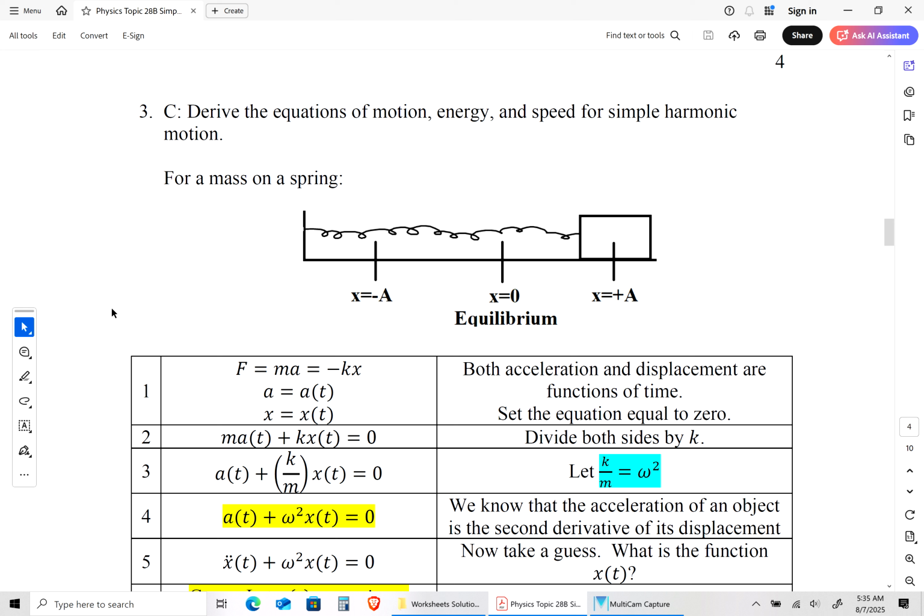Question 3. Derive the equations of motion, energy, and speed for simple harmonic motion. So for a mass on a spring, we have a mass on a spring at x equals 0. That's the equilibrium position. The object is not moving. When we stretch the mass on a spring to x equals plus a and release it, this object is going to oscillate between x equals minus a and x equals plus a.